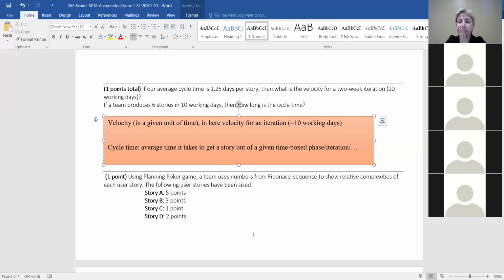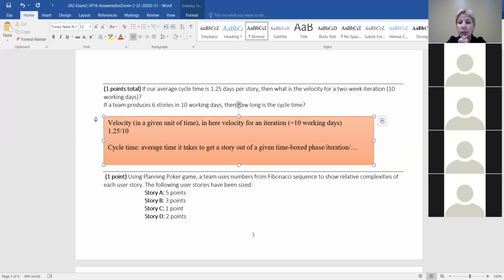Sorry, I was trying to unmute myself. I believe your velocity is equal to your stories per day over how many working days. So it's like 1.25 in this case over 10.